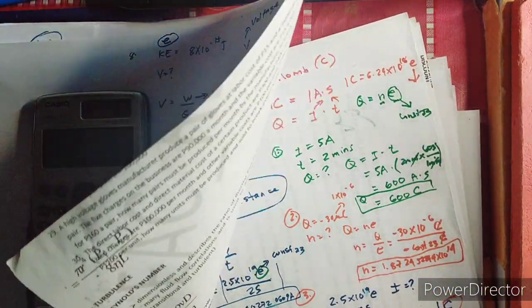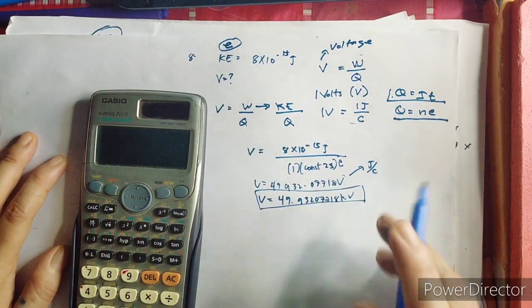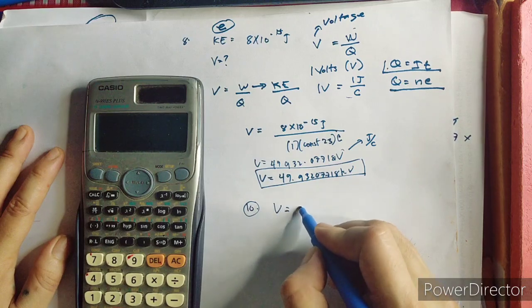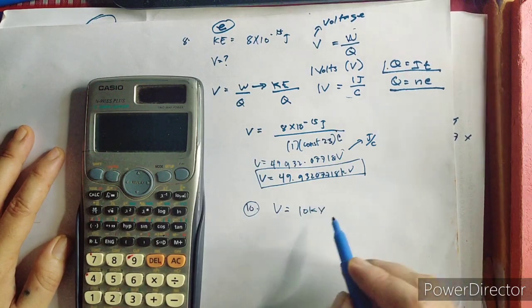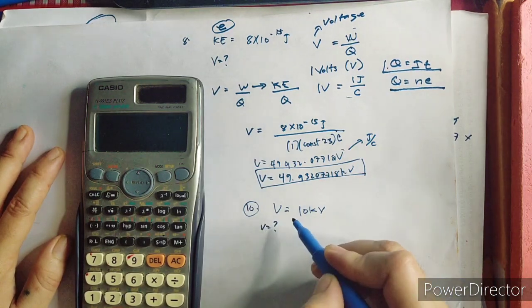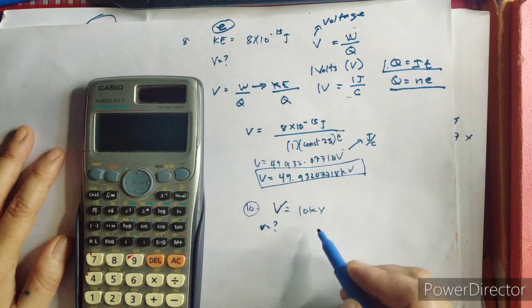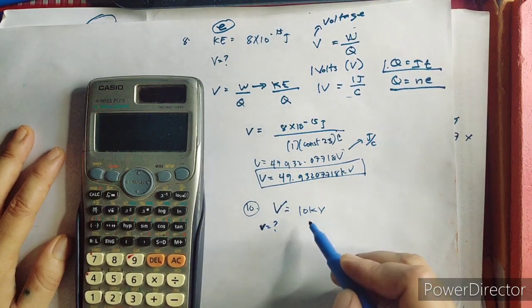Hindi ko lang maalala kung alin dito. Next is the voltage in the picture tube. Number 10, the voltage in the picture tube is 10 kilovolts. What is the speed? Speed or velocity ang nawawala. Pag voltage, capital V. Pag velocity or speed, small v.